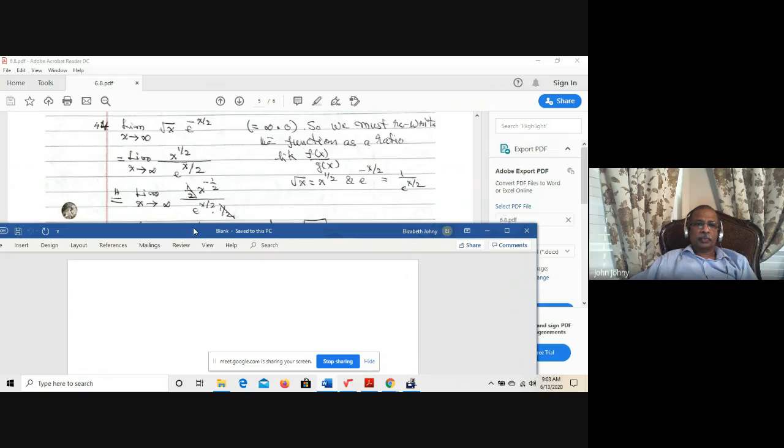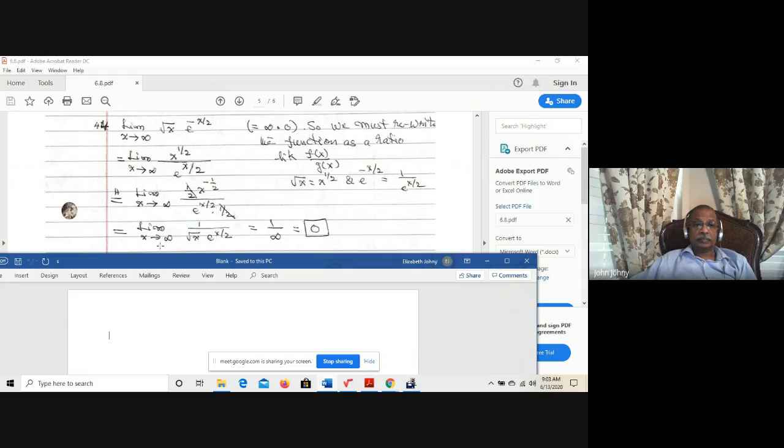Now apply the L'Hopital's rule. You get 1 half x to the negative 1 half divided by e to the x over 2 times 1 half, the halves cancel. You get limit x approaches infinity, 1 over square root of x times e to the x over 2, and that is 1 over infinity, answer is 0.